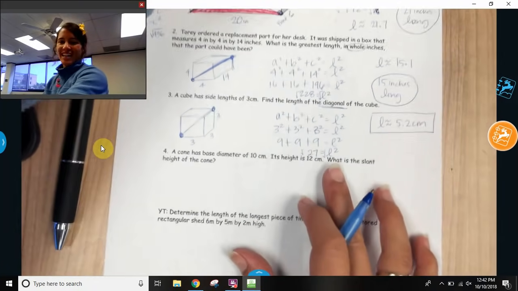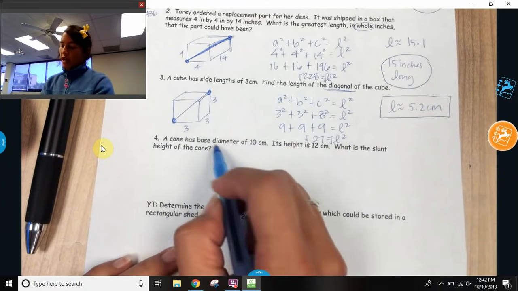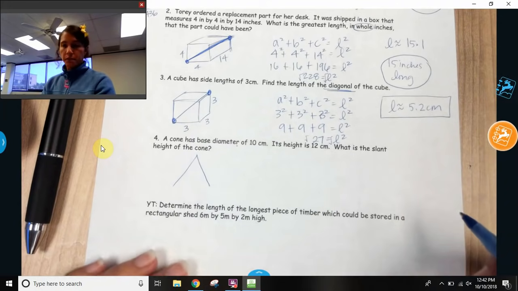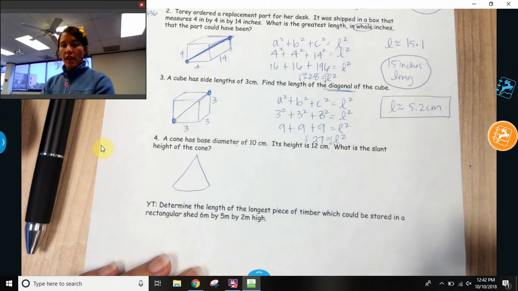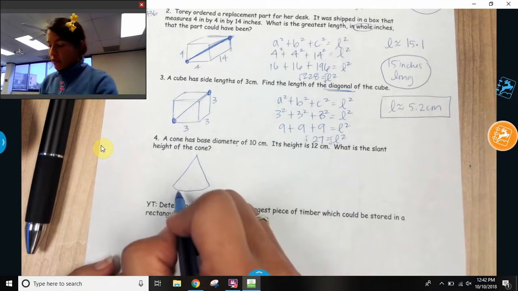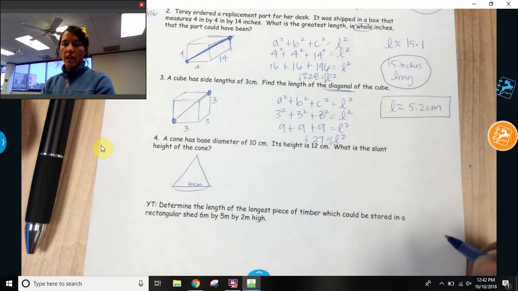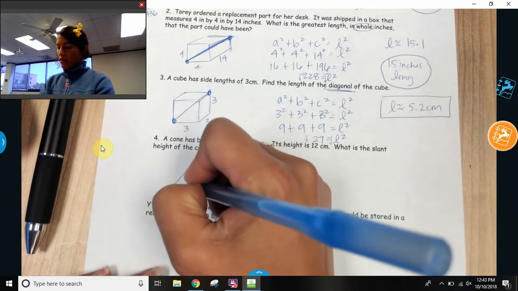All right, so number 4 is a little bit different. Number 4 says a cone has a base diameter. So if you want to draw a cone, start with the top of a triangle, and then you're going to curve the base. And a cone has a base diameter of 10 centimeters. Diameter means we're going all the way across, 10 centimeters. Its height is 12 centimeters. So remember, height makes a right angle.